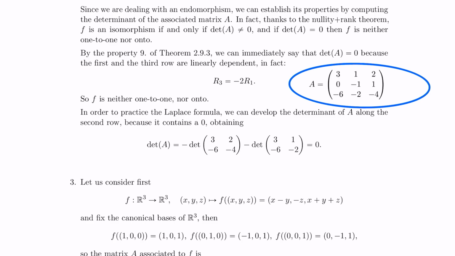However, there is a simpler way to see that the determinant of A is 0. In fact, in this theorem here, there is the list of the most important properties satisfied by the determinant. Property 9 says that if a matrix has 2 rows or 2 columns which are linearly dependent, then the determinant of the matrix is 0. In our case, it is very easy to see that the first row and the third row are linearly dependent. In fact, you can check that the third row is just -2 times the first row. So, by taking into account this property, we can avoid all the computations of the determinant through the Laplace formula, and we can immediately say that the determinant of A is 0, thus guaranteeing that F is neither 1 to 1 nor onto.